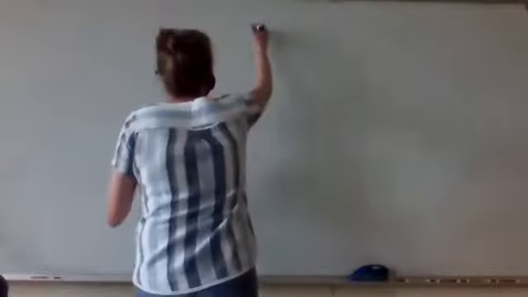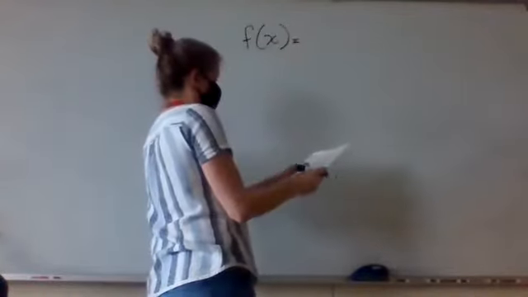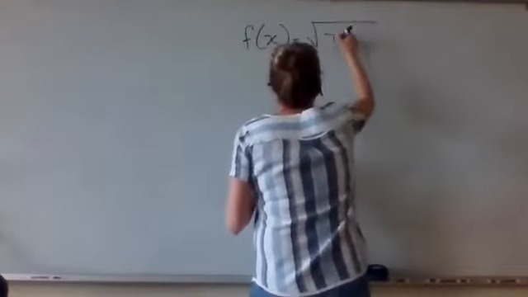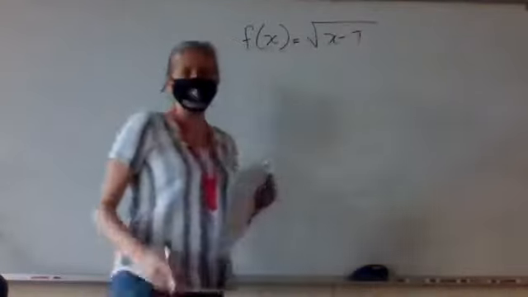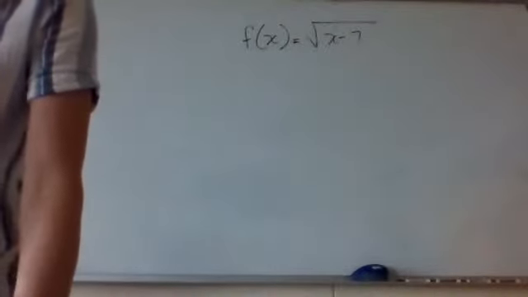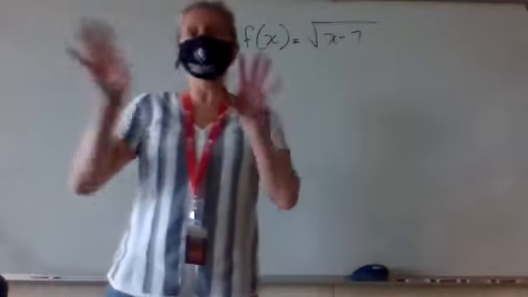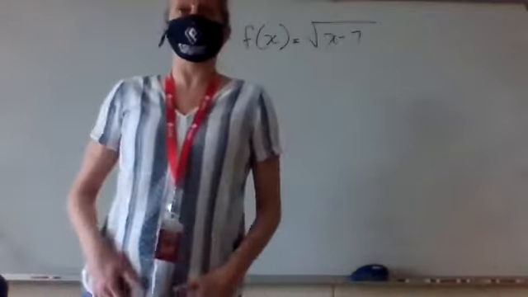Number 17, graph the function f of x equals the square root of x minus 7. And it's multiple choice. I can put this function in my y equals, graph it in my calculator, and then I'm pretty much just looking to see which graph I'm matching, right?